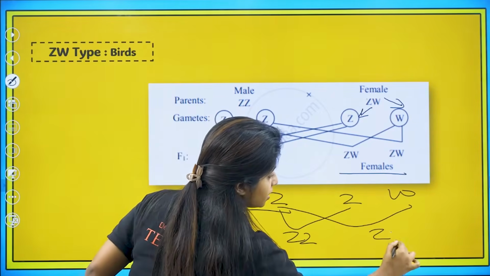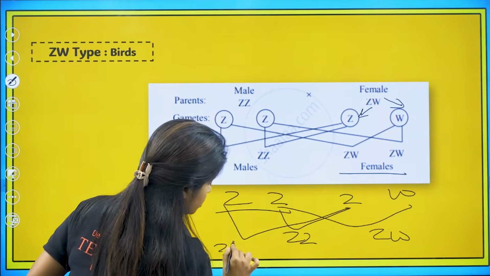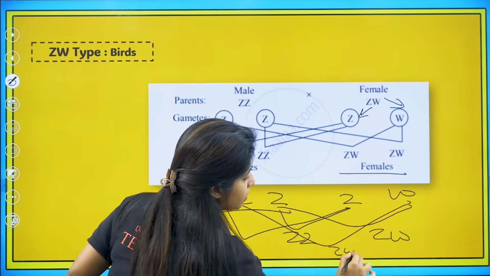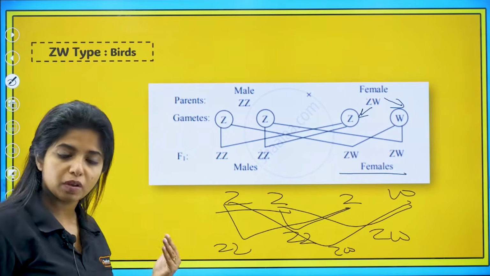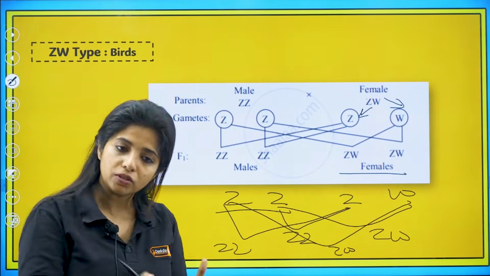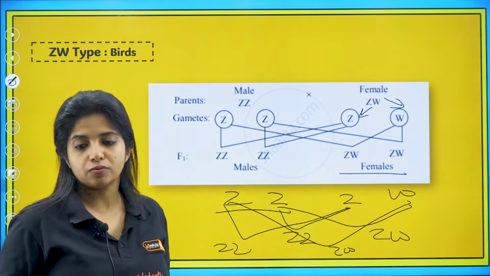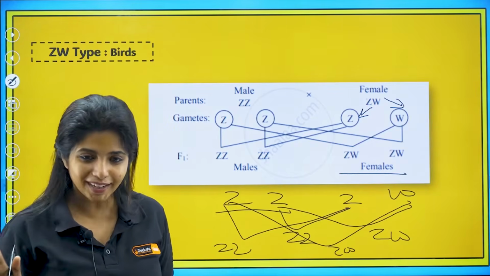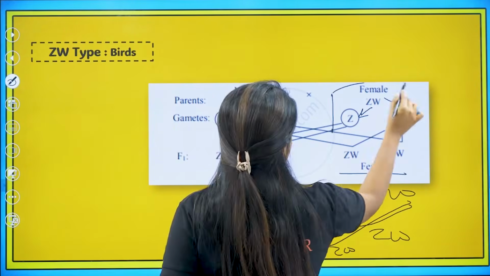Suppose this and this, you get ZW. Similarly, this and this come together, ZZ. This and this come together, ZW. So 50% chance female, 50% chance male. Always in sex determination, there is a 50% chance for male and a 50% chance for females as well. Got it? And this is an example of female heterogamety.